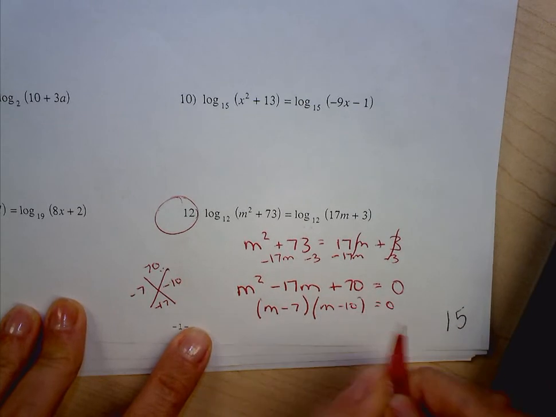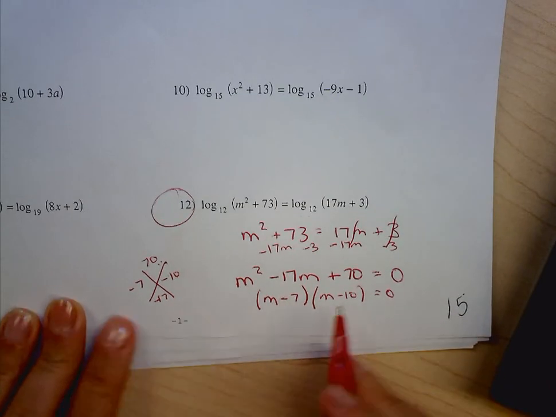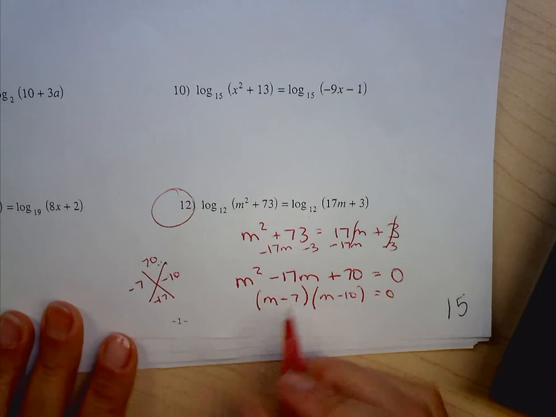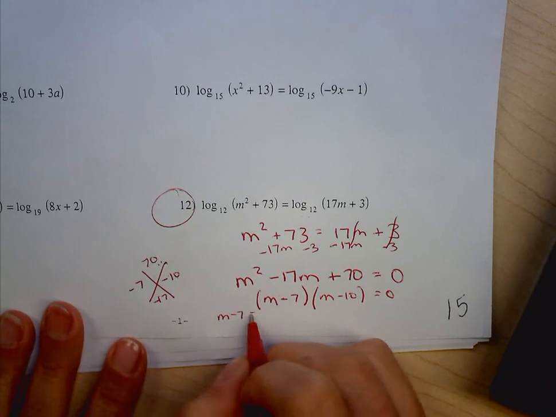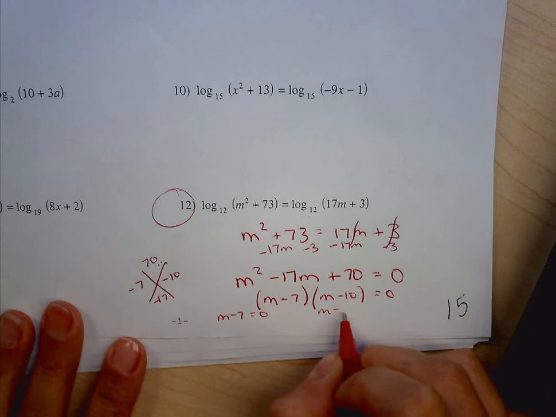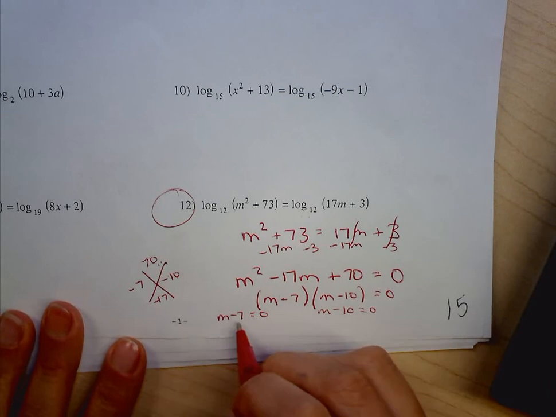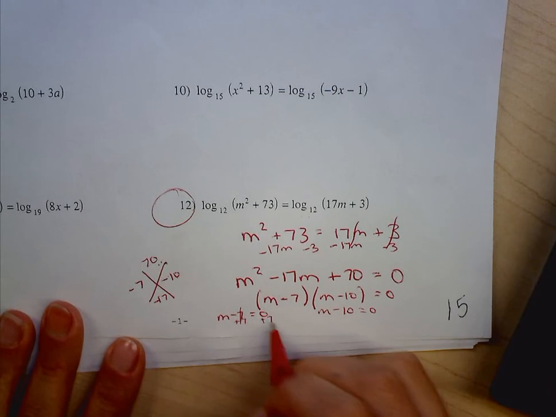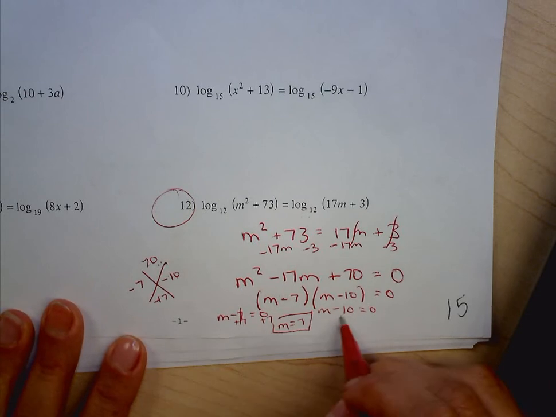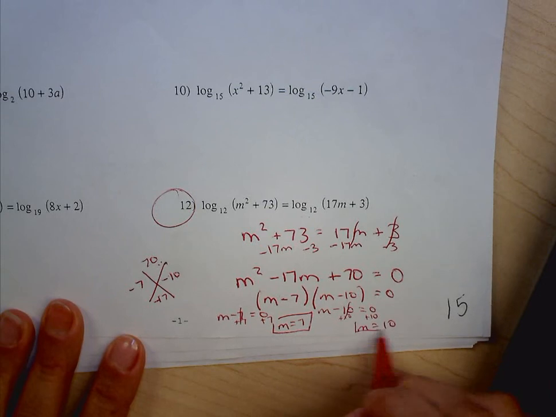If I want to figure out these two factors, I'm going to set each factor equal to 0. m minus 7 equals 0. m minus 10 equals 0. So now I can add 7, and I get m is equal to 7 as one solution. Add 10, and m is equal to 10 as the other solution.